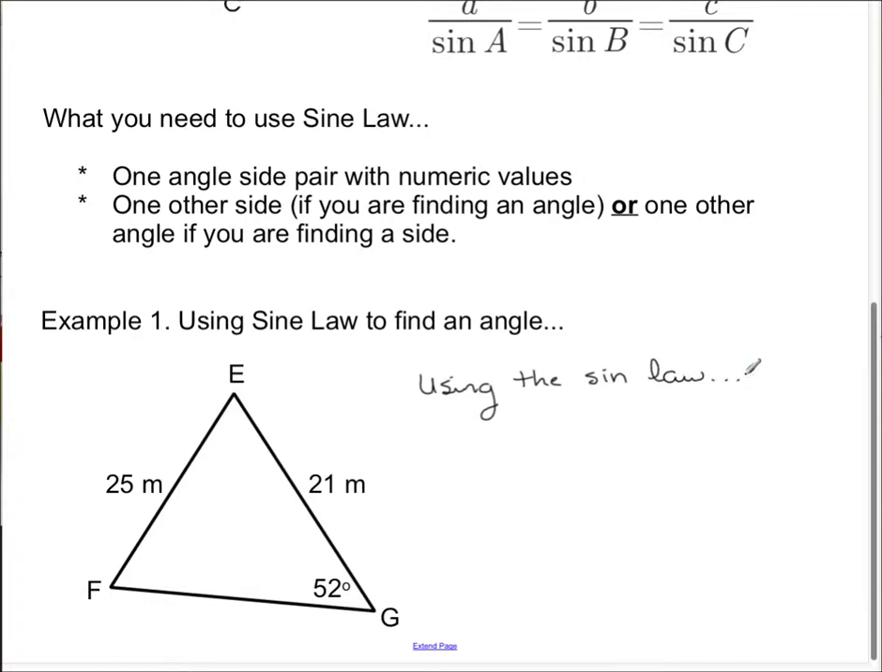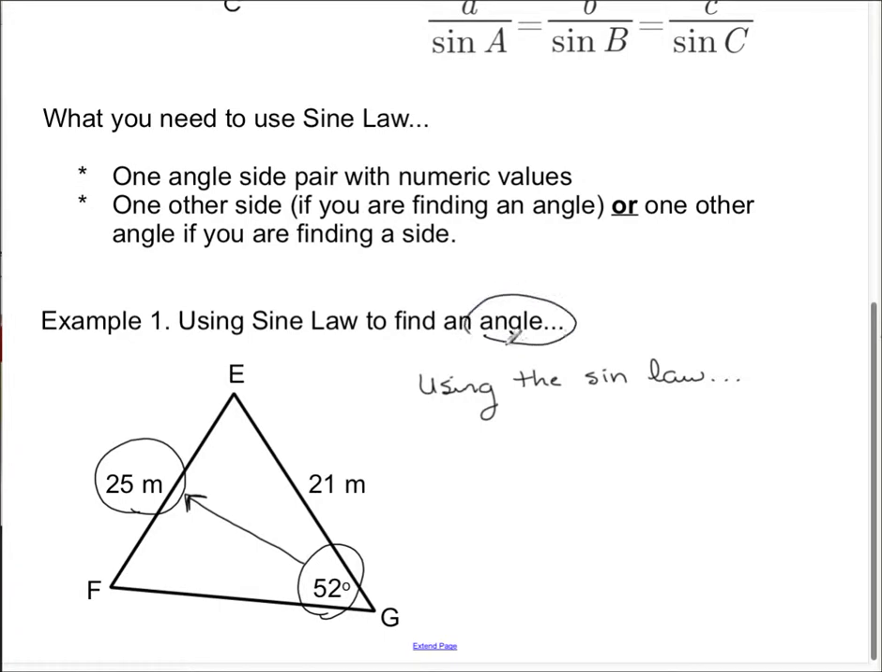And then I have to find an angle. Well, what angle am I going to find? Well, first of all, I need an angle side pair with numbers on it. So here's an angle side pair with numbers on it. How do I know it's an angle side pair? Because it's an angle, and then I go all the way across the triangle, and I find a side, and they both have numbers on it. So here's how I'm going to set it up.